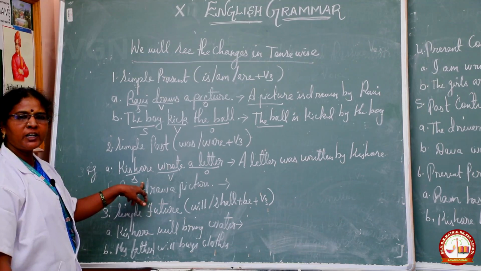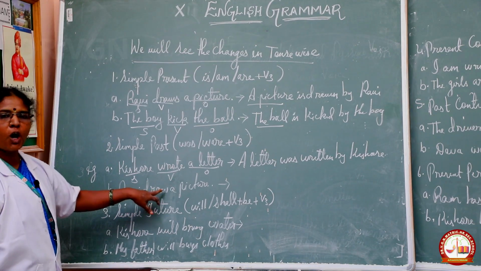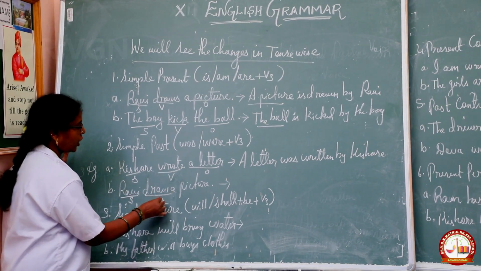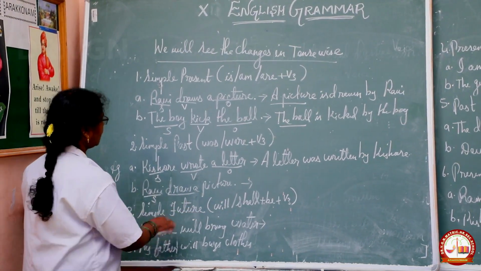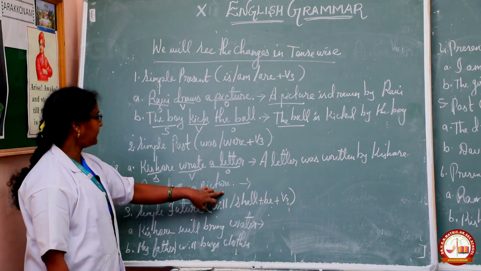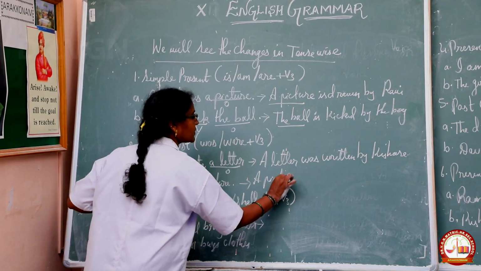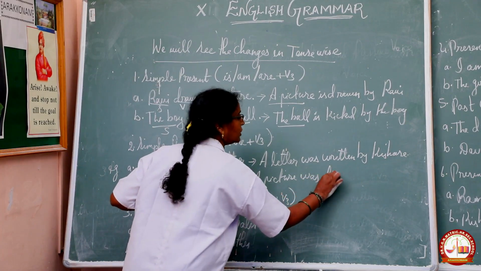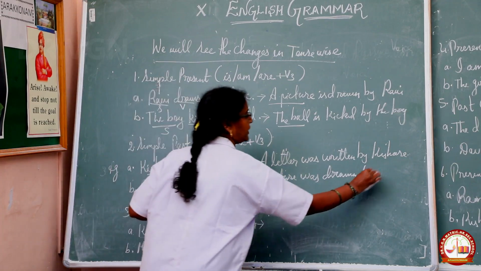So I think all of you understand it. Any doubt in this? Next one. Ravi draws a picture. So here Ravi is the subject, draw, not draw, drew. Ravi drew a picture. So a picture was drawn by Ravi.